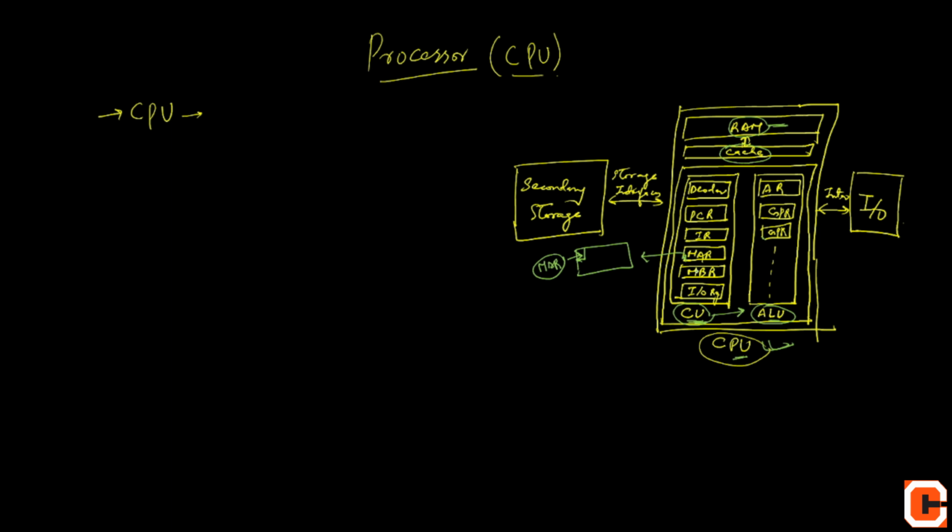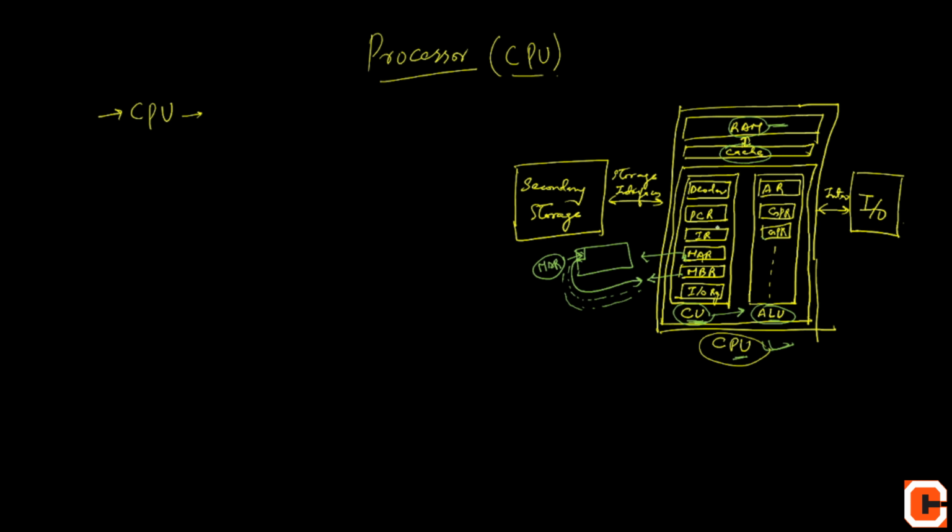Now let's see the memory buffer register. It holds the information on its way to and from the memory. That means it holds the information of the memory chunk which is going from the memory to the processor or from the processor to the memory. It holds the address of that particular memory location.